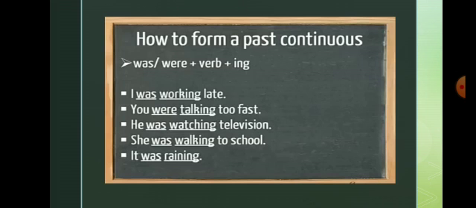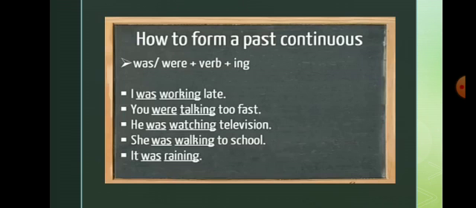How to form a past continuous? Was or were plus verb plus ing. I, he, she, it: you can use was plus verb plus ing. We, you, they: you can use were plus verb plus ing. Examples are given here. I was working late. You were talking too fast. He was watching television. She was walking to school.